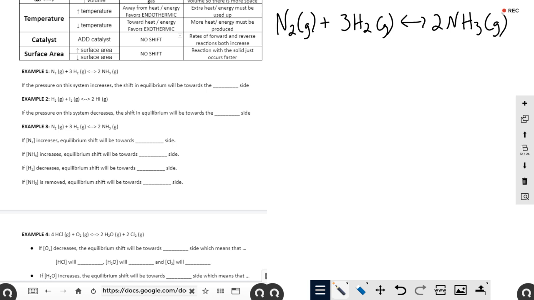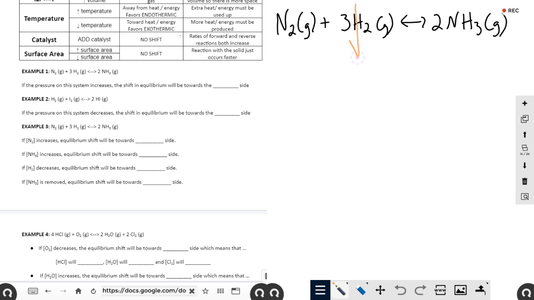All right, now we have this equation. If the concentration of N2 increases, so let's increase N2. What's the crisis? I've got too much, use it up. So which way do I go? Toward the right side, or product side. If NH3 increases, what's the crisis? I have too much, use it up. Go to the other side. It's on the product side, I need to go to the other side. So it will go to the reactant side, or to the left side.